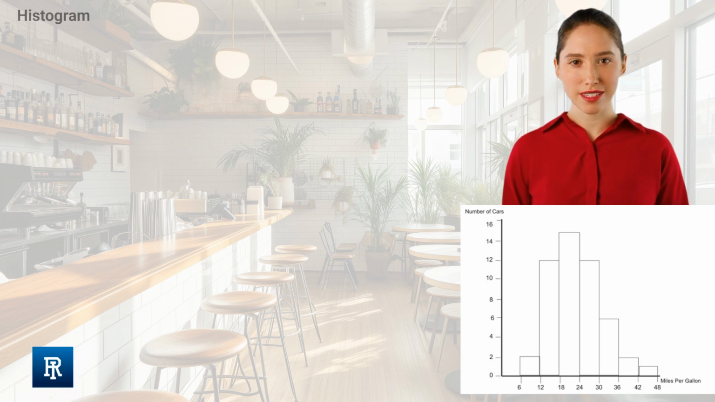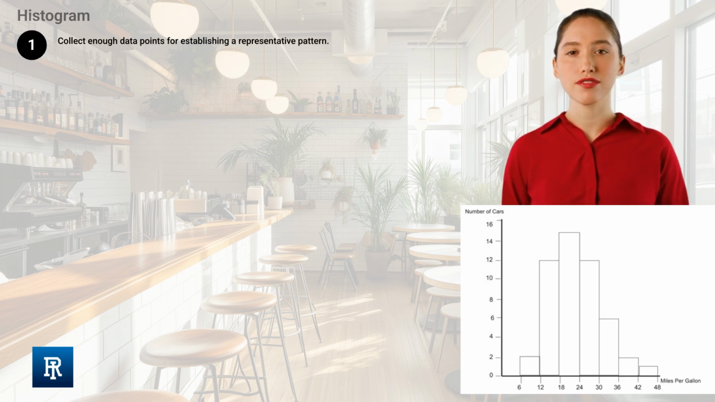Next up, histograms. Think of these as a more visual way to understand your data distribution. Instead of staring at rows of numbers, you group those numbers and show them as bars. You'll see right away if your data is skewed, has a clear center, or if it's all over the place. There are 8 basic steps in developing histograms.